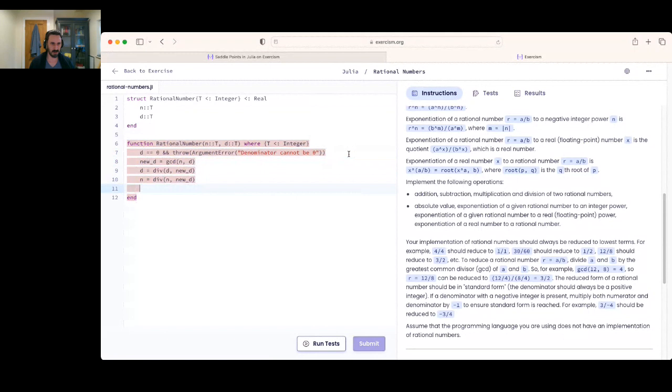The other one is standard form. So if D is less than 0, D times equals -1, N times equals -1. So that just flips the signs. If the bottom is negative, then we want the bottom to be positive and the top negative. We don't really care what the top is; it can be whatever. Rational number of type T and D.